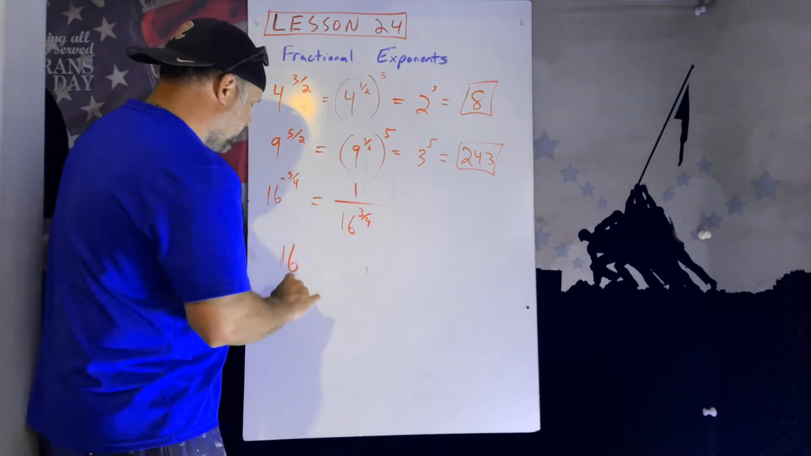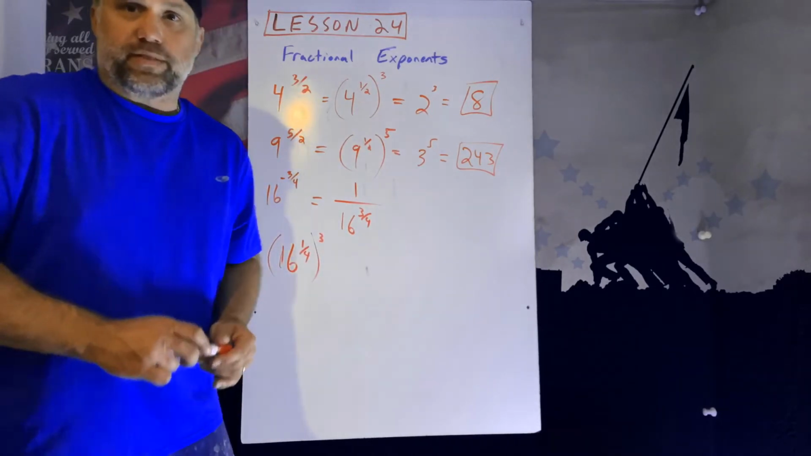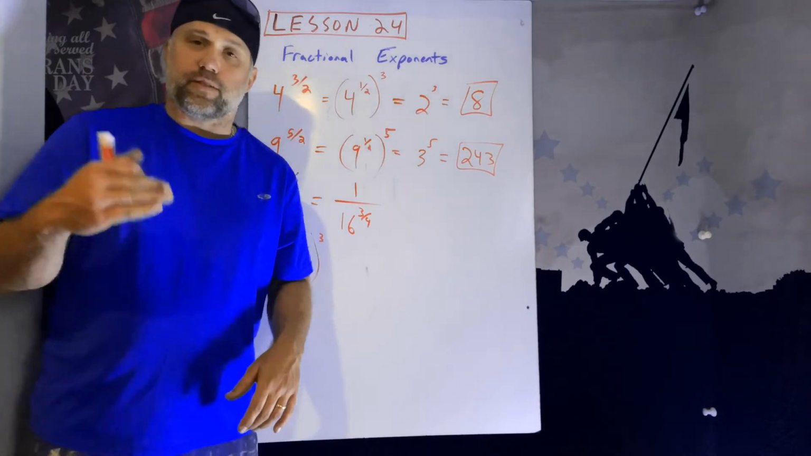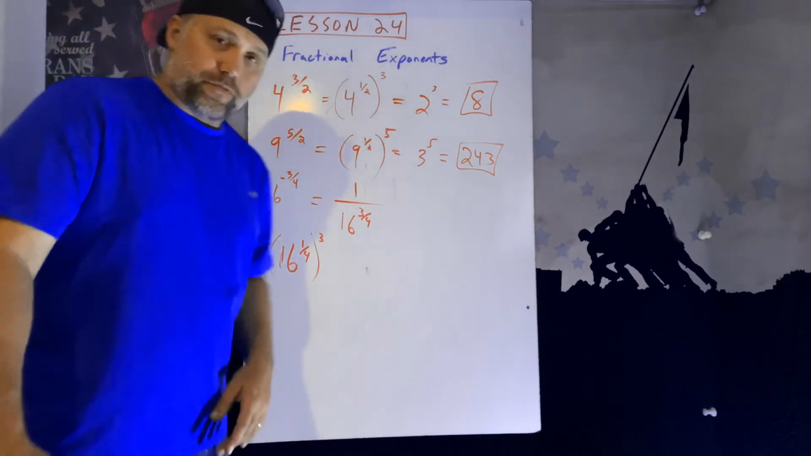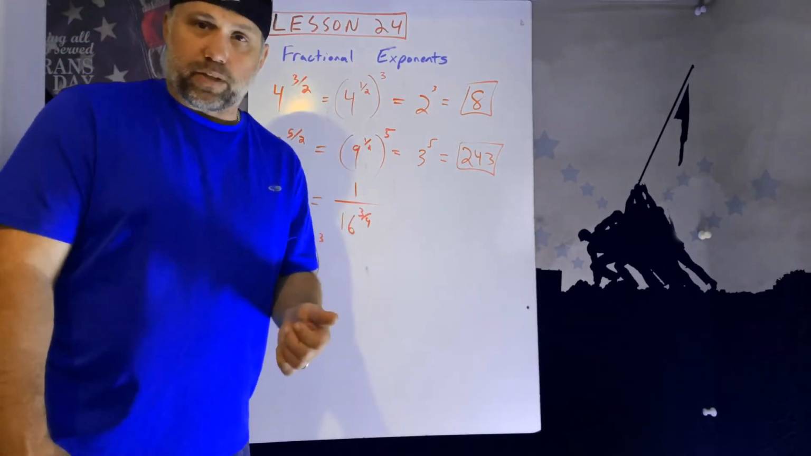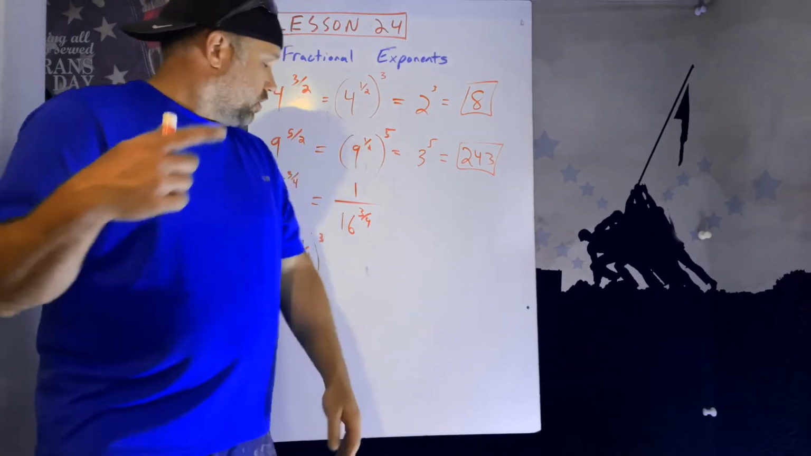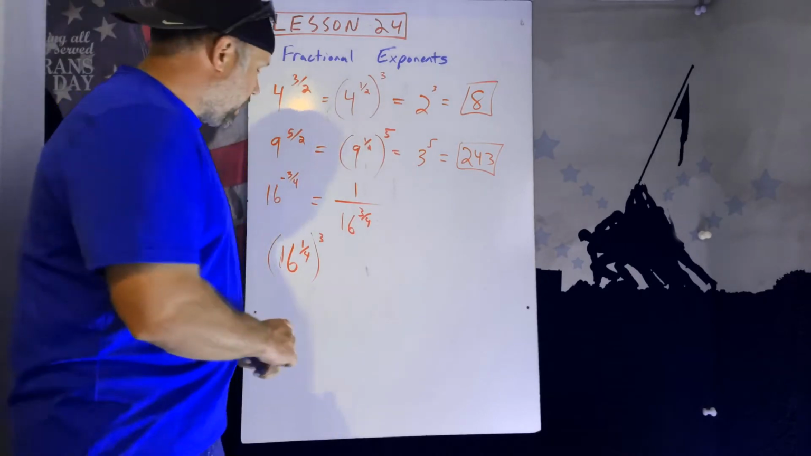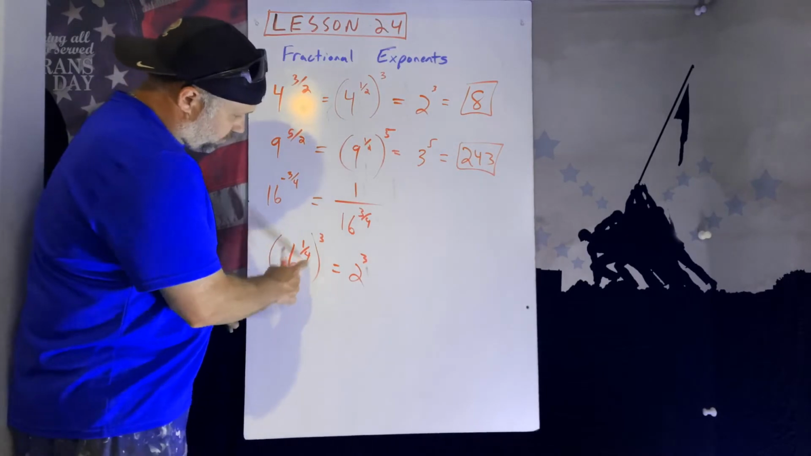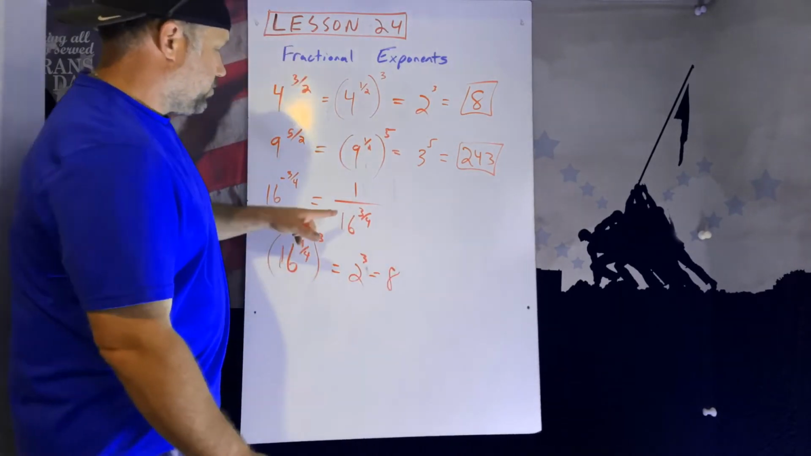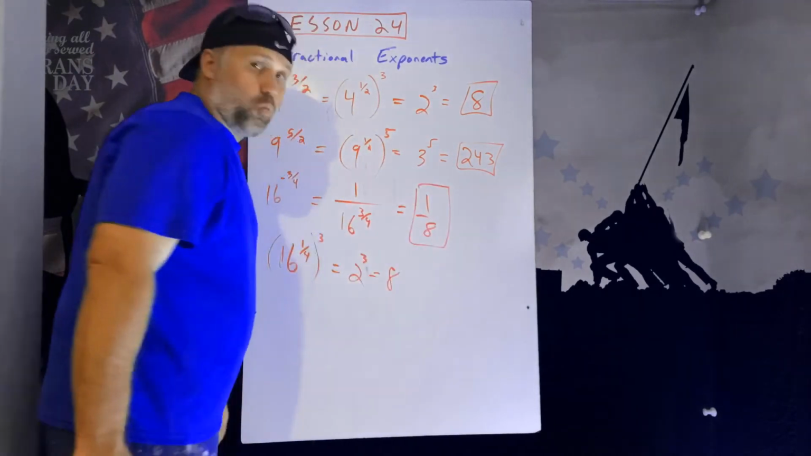To do that, I'm going to change it to 16 to the 1/4 raised to the third, because I know what to do with 16 to the 1/4. Raising something to the 1/4 means you take the fourth root of that number. The fourth root of 16 is the number multiplied by itself 4 times that gives me 16. So 2 times 2 times 2 times 2 is the winner. So this 16 to the 1/4 is actually 2. So this is 2 to the third power, because this turned into a 2, which is going to give me 8. So this turned into an 8. So my final answer is 1/8.